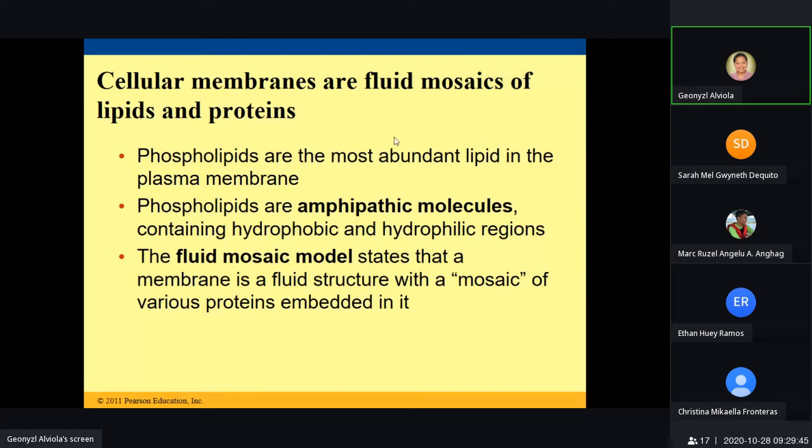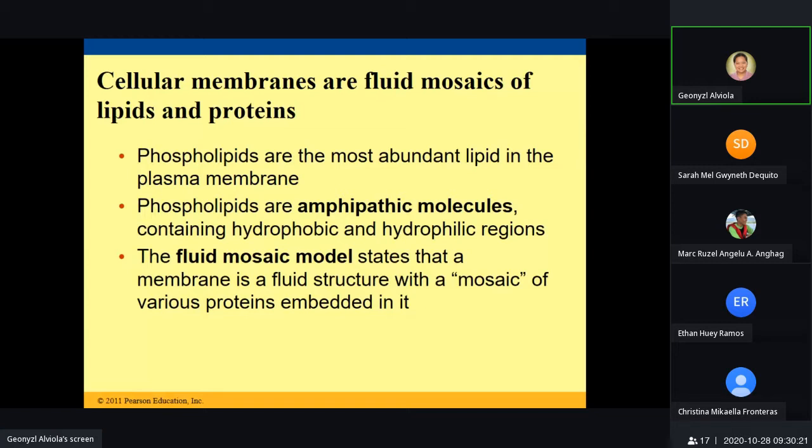Okay, cellular membranes are fluid mosaic of lipids and proteins. So, the majority of the plasma membrane is composed of phospholipids, a certain type of lipid. They are amphipathic molecules containing two ends, the hydrophobic and the hydrophilic regions. When we say hydrophobic, this repels water, it is not soluble in water, and hydrophilic attracts water. So those are the regions of the phospholipids.